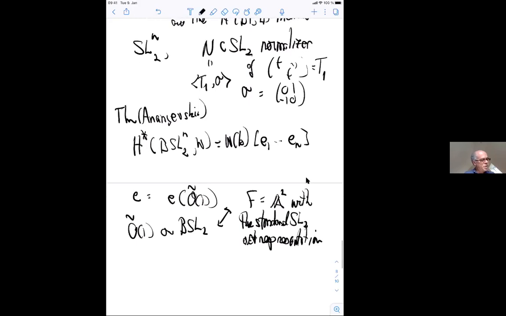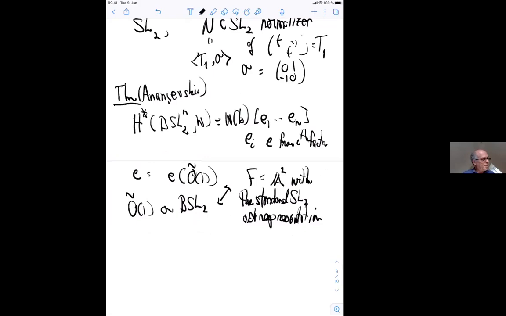Then E_i is just the E from the ith factor. You have the pullback projection onto the ith factor, and you pull that back, that gives you E_i. So this looks just like the cohomology of BT.